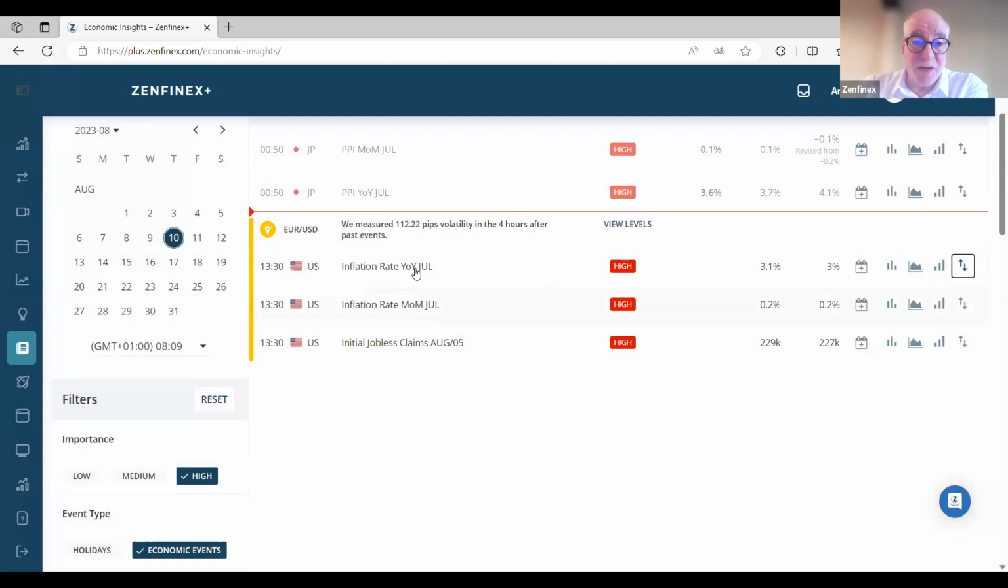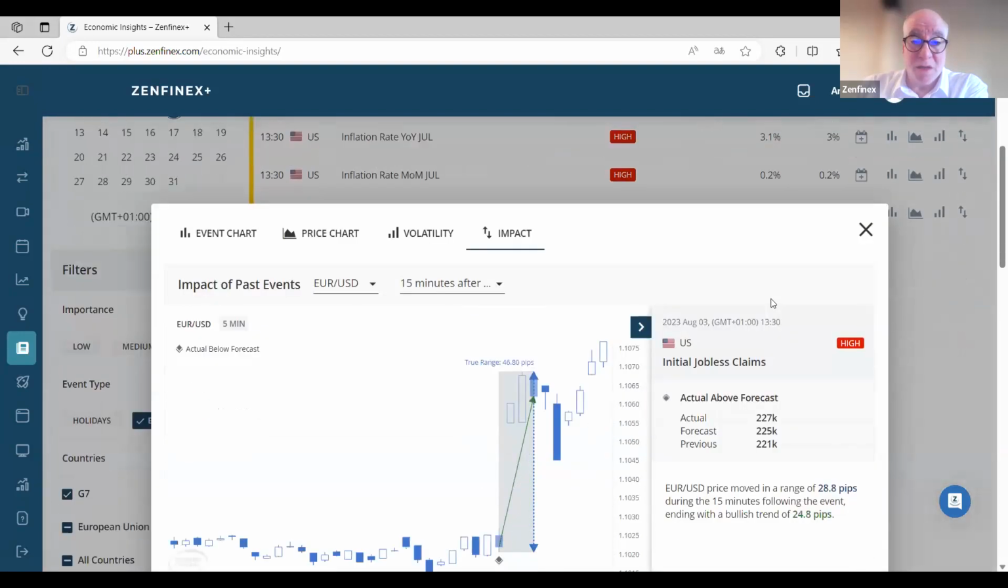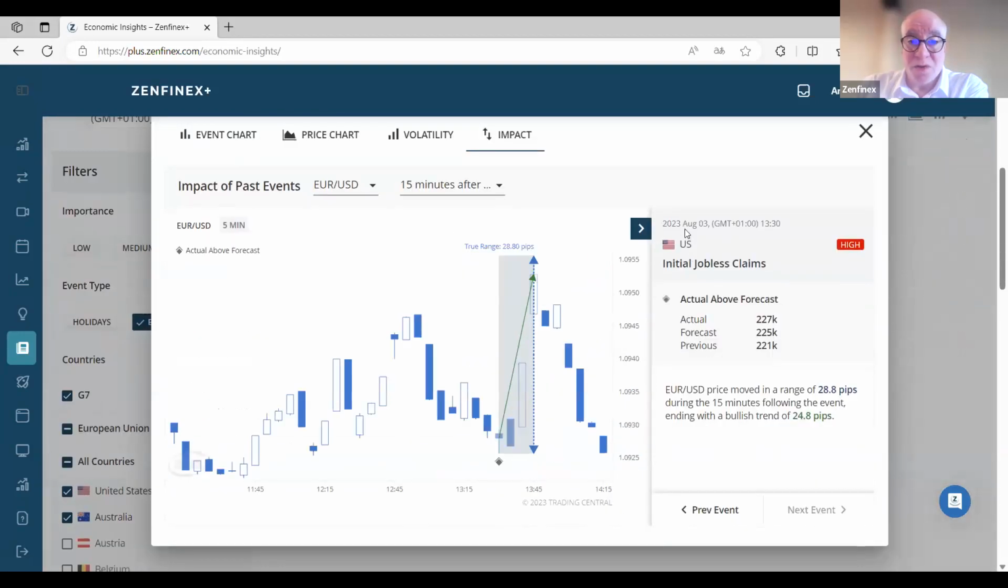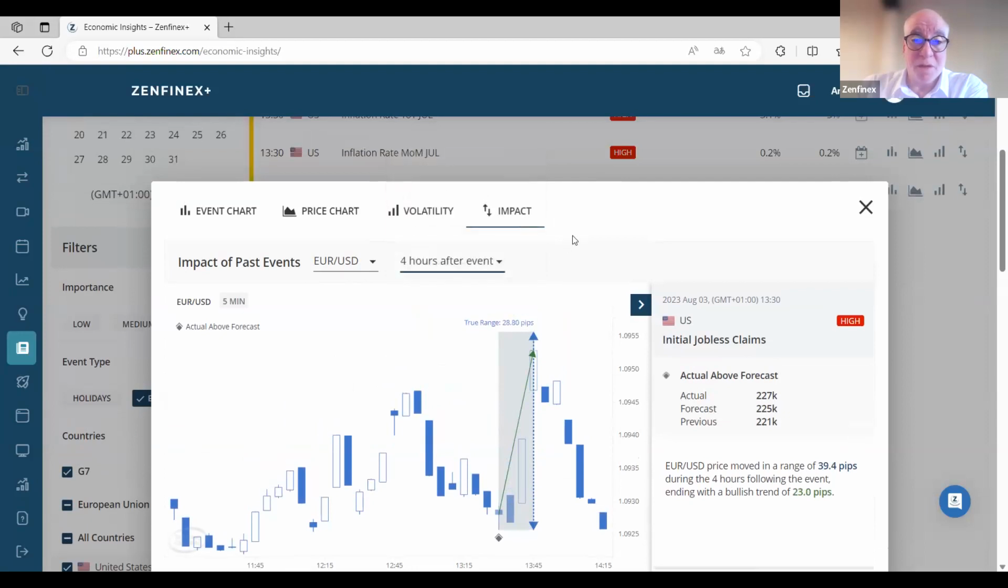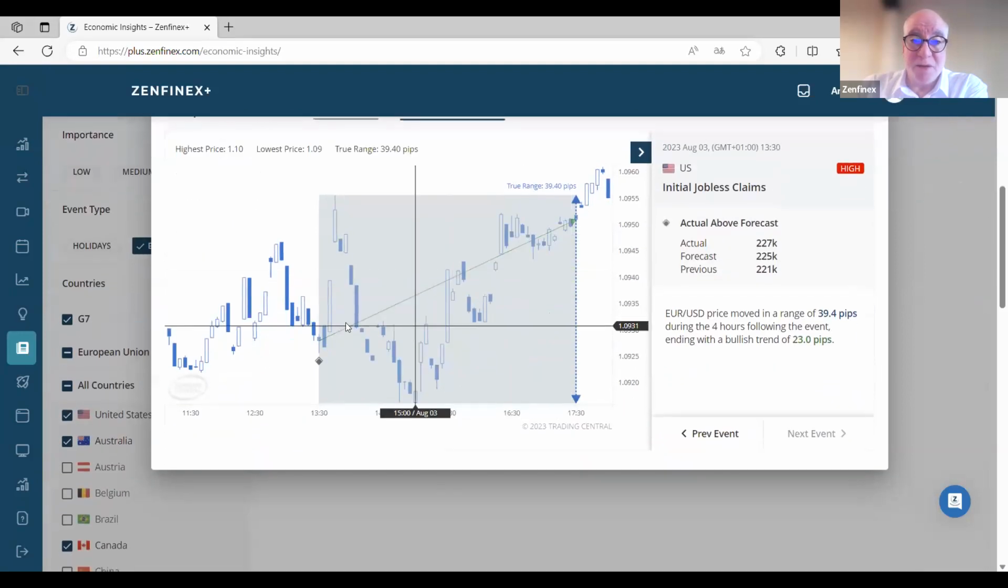So we've got the year on year and the inflation rate month on month. That's expected to stay the same. And the jobless claims, there and thereabouts. Let's see what happened on jobless claims in August last week, August the 3rd. It was previously 221, went to 225, actually was slightly higher. So after an initial pop-up, it came back down, and 4 hours afterwards, it came down and then started going up.